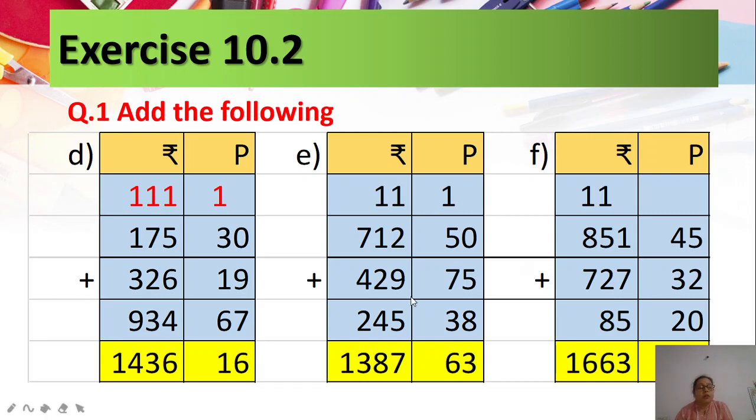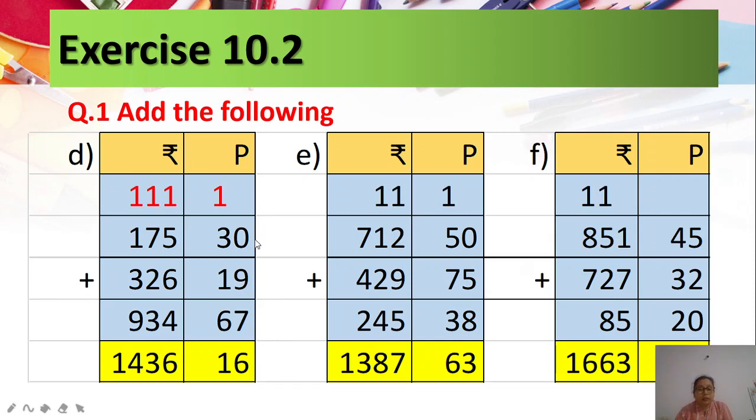Here we have solved some examples of addition of money. The sums are for exercise 10.2. My question 1 says add the following. We have done the D, E and F sums here. We are adding 175 rupees 30 paise, 326 rupees 19 paise, 934 rupees and 67 paise. You can see here we have arranged all paise in the paise column and all rupees in the rupees column.